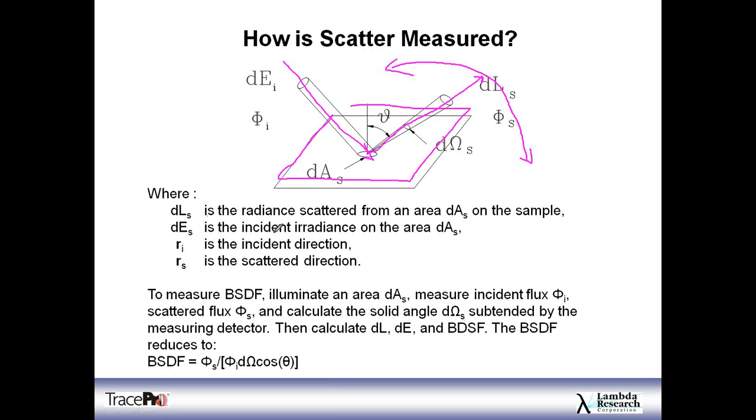So you have dE, the incident irradiance, dL, the radiance scattered from the area, and then you have the incident direction and the scattered direction. So basically here, to measure BSDF, you illuminate an area, you measure the incident flux, so that's your flux on your surface, measure the scattered flux, calculate the solid angle subtended by the detector, and then you calculate dL, dE, and BSDF, with the BSDF reducing down to this equation here.